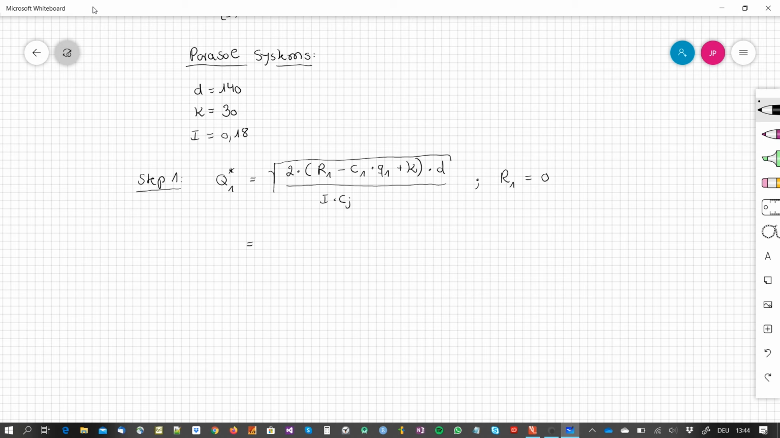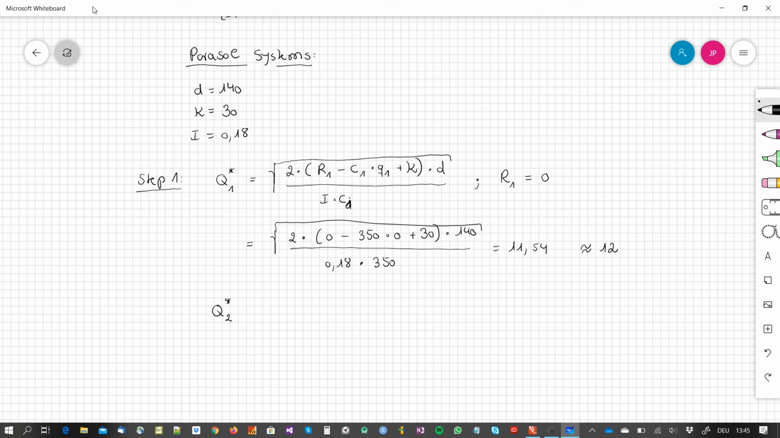So now we just need to plug in our data. So this is 0 minus the first price 350 multiplied by 0 for the first quantity plus 30 multiplied by the demand 140, divided by the annual interest rate multiplied by C1, 350, and this is 11.54. So this is approximately 12 units.